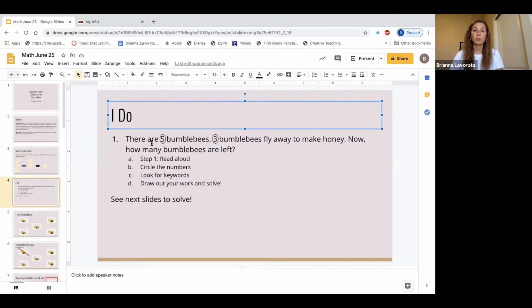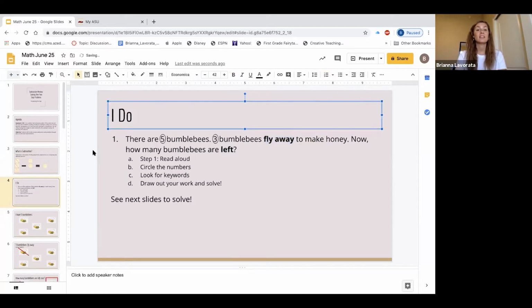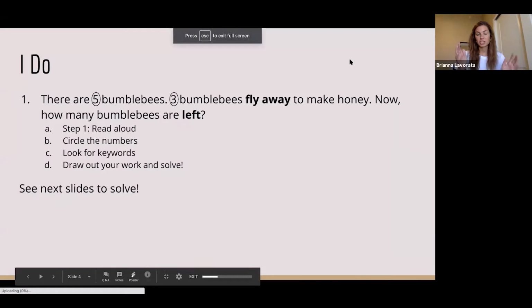So there are 5 bumblebees and 3 bumblebees fly away. So that means those 3 bumblebees are leaving. Now, how many bumblebees are left? So my key word in this is going to be left, right? This is telling me right here that I am solving for subtraction, okay? Because I am taking away some bumblebees that flew away. They're flying away. So I'm going to go ahead and bold that word as well because that is another key term that might help you identify that this is subtraction.